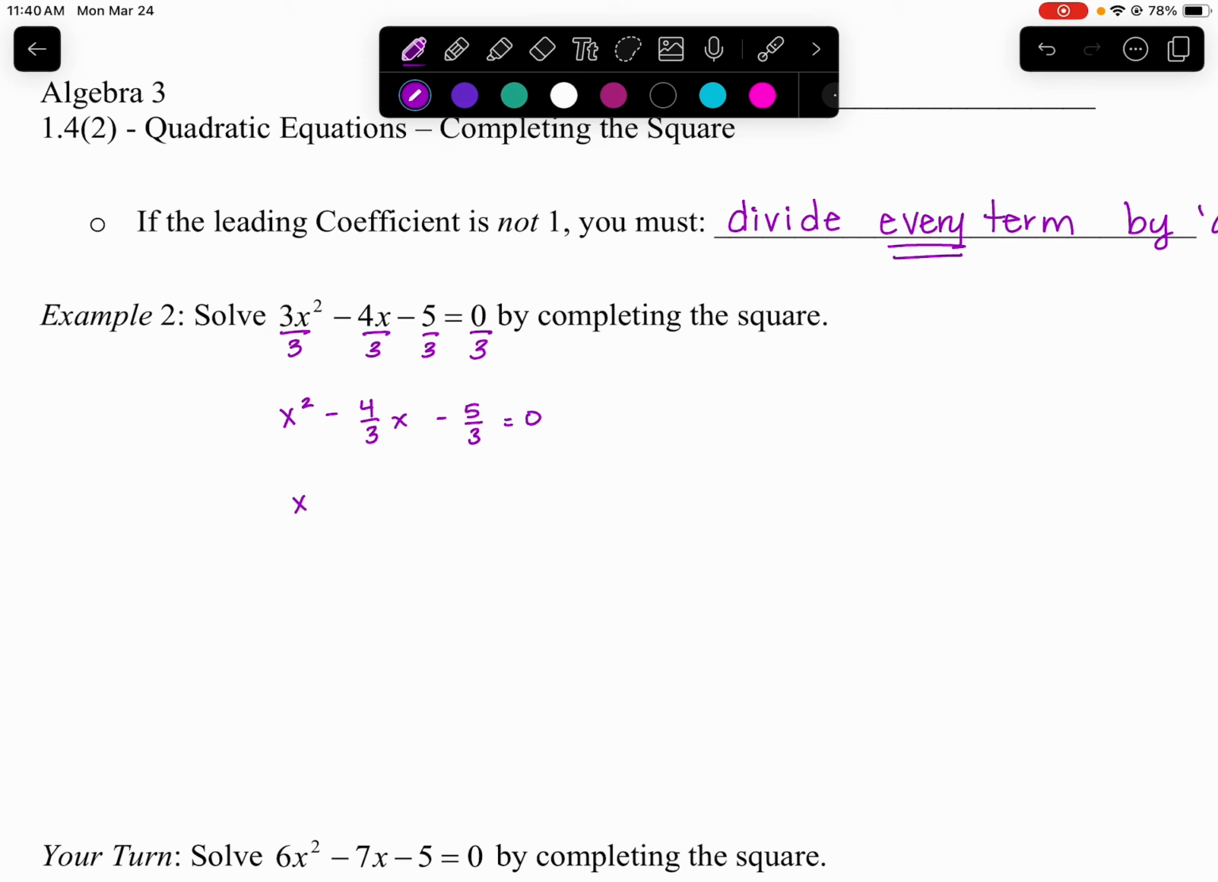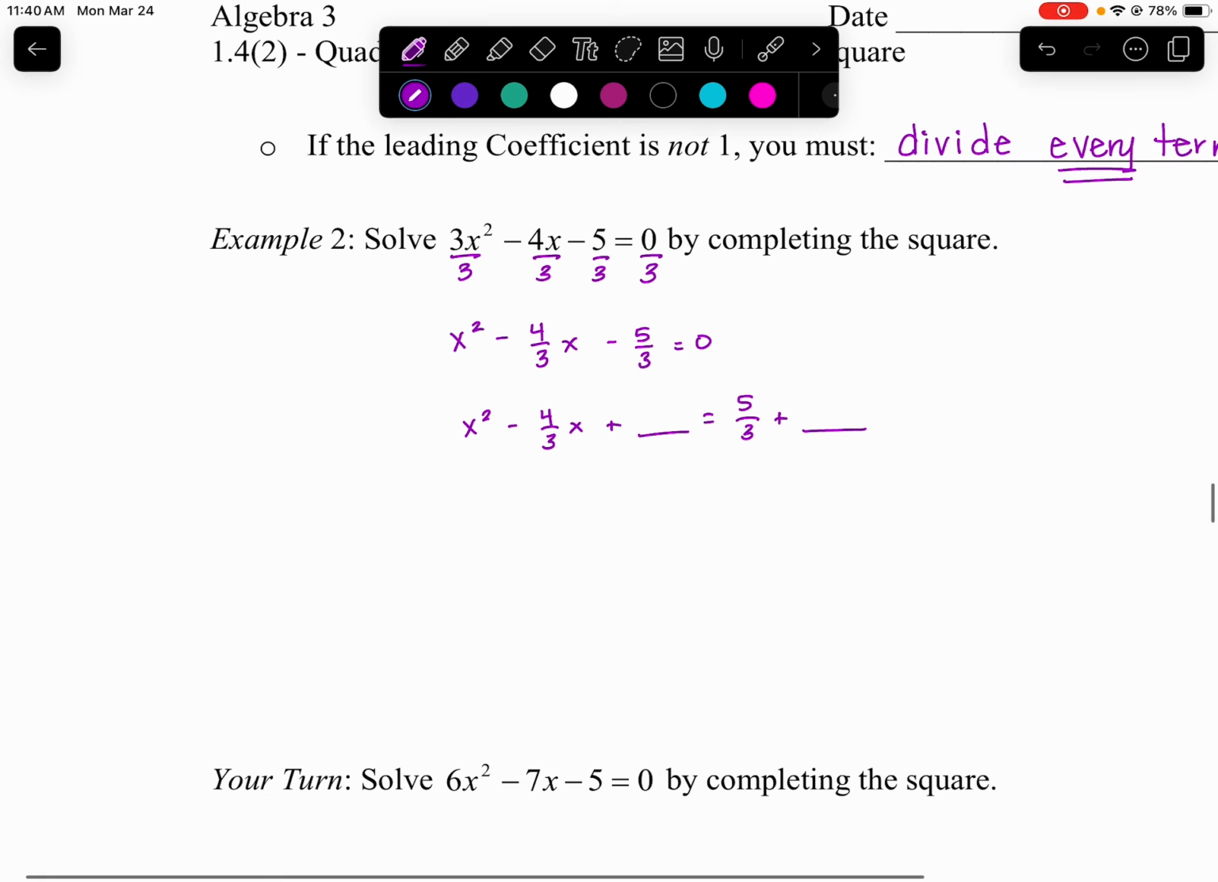So I'm going to take my constant term to the other side and add my plus blank value on both sides. So again, off to the side, my b value is negative 4/3. My b divided by 2, so dividing by 2 is the same as multiplying by a half. So we get negative 4/9. And then if I'm going to square that value, we get 16 over 81.